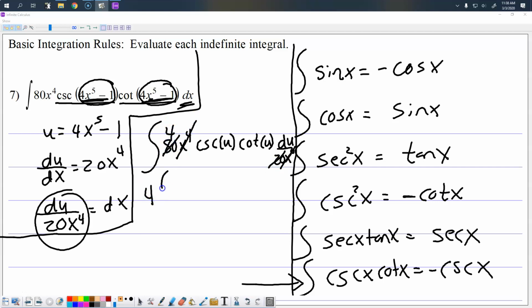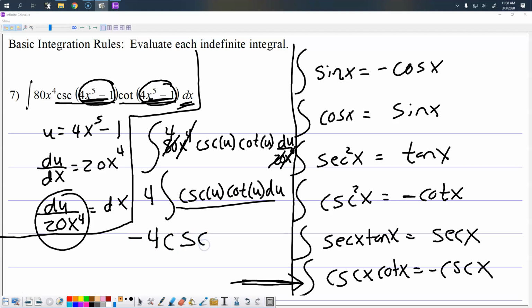And so we're just going to pull that 4 out to the front, so the cosecant u and cotangent u are now alone. And so now that we've got it where it's just cosecant and cotangent, just like this thing down here, we could say it's negative 4 cosecant of u plus c. And once again, don't forget to replace the u with what u equals.